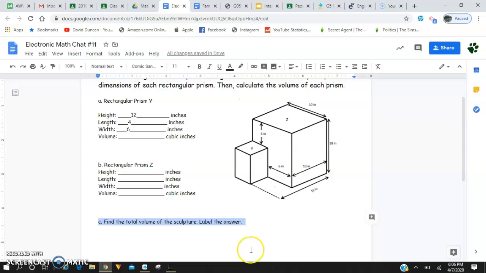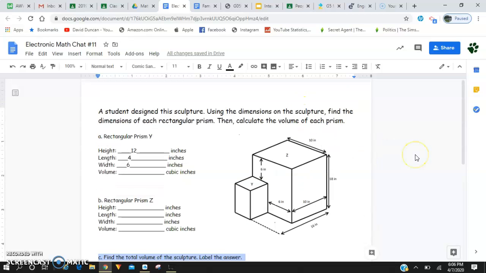I want you to label your answer with the unit, and in this case our unit is inches, and make sure you're labeling it as cubic inches or inches cubed because we are dealing with volume. That's your math chat number 11.